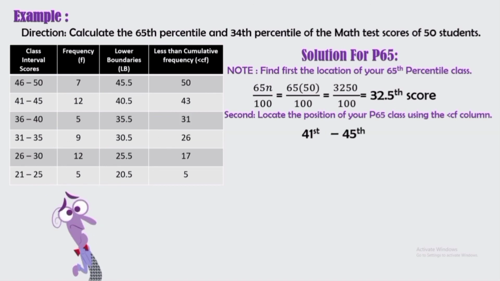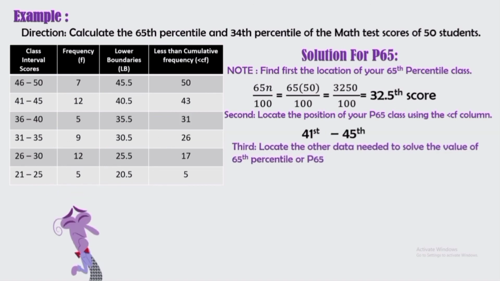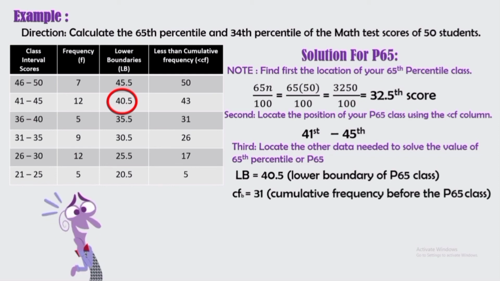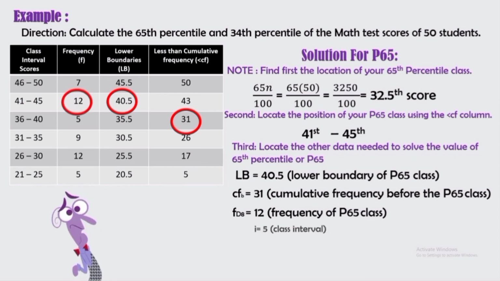Third, locate the other data needed to solve the value for the 65th percentile. Lower boundary is 40.5. Cumulative frequency is 31. Frequency is 12. And the class interval is 5.